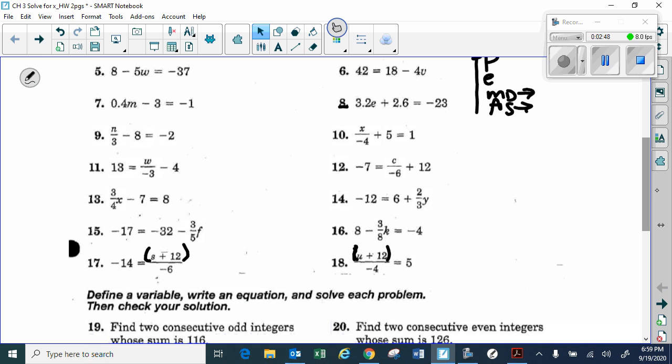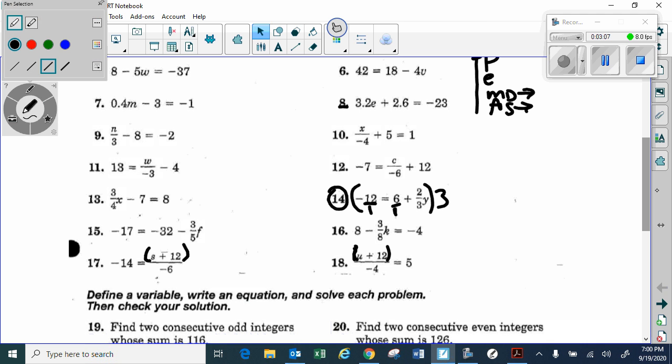So that means we're going to multiply the entire equation. We're going to do 14 by the common denominator. So what's the common denominator between 3, 1, and 1? Obviously, it's 3. Okay, so we're going to multiply every term by 3. Distribute that 3 through there. When we do that, we get negative 36 equals 18 plus 2y.